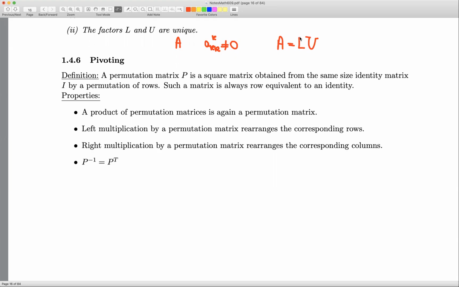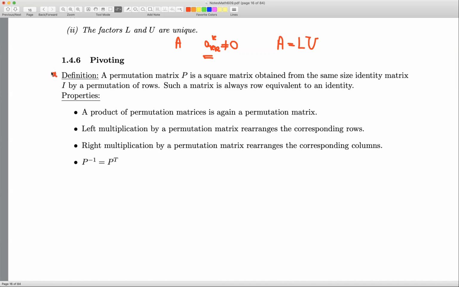What we will discuss today, or part of what we'll discuss today, will be what is happening if one or more of these pivot elements are equal to 0. And in order to do that, we will start with the definition of a permutation matrix.